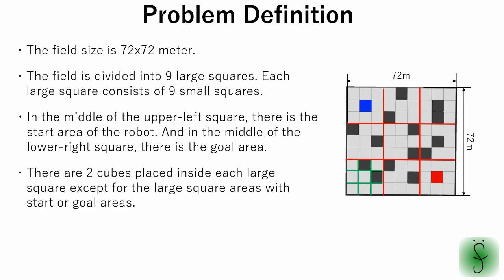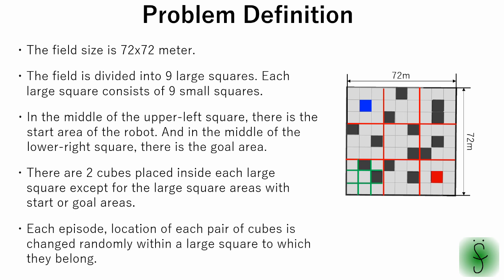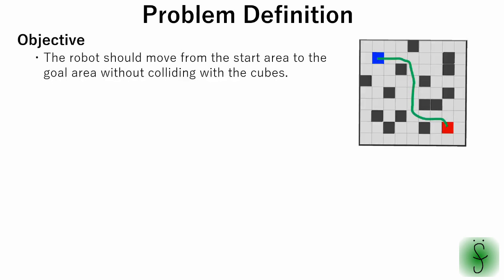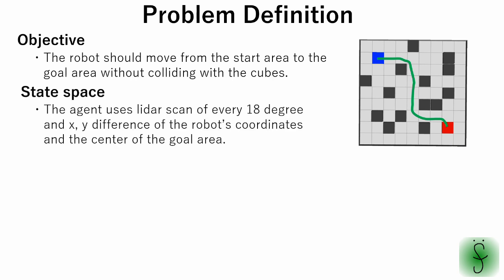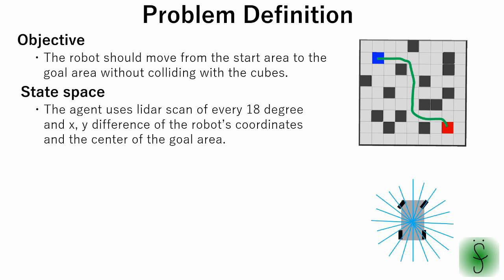There are 2 black cubes placed inside each large square, except for the large squares with the start or goal areas. Each episode, the location of each pair of cubes is changed randomly within the large square to which they belong. The objective of this simulation is to train the robot to move from the start area to the goal area without colliding with the cubes. The agent uses a LiDAR scan of every 18 degrees and the X, Y difference between the robot coordinates and the center of the goal area.